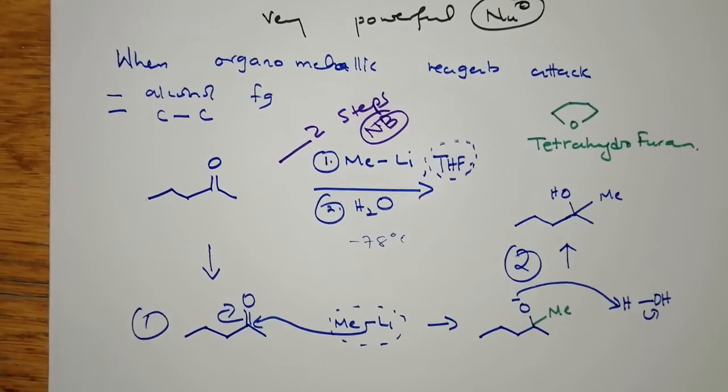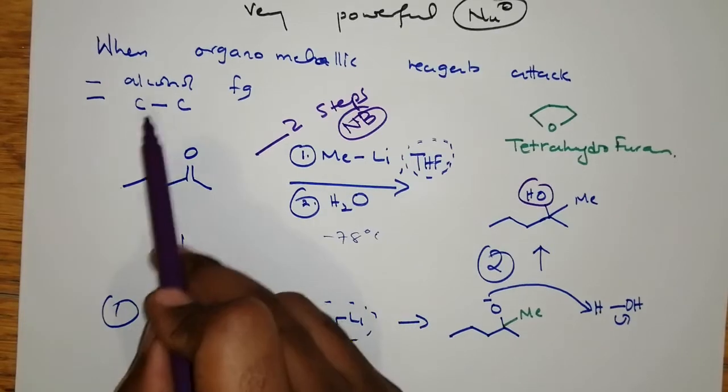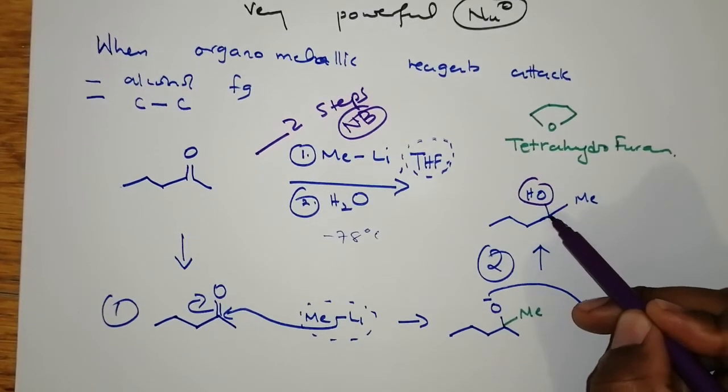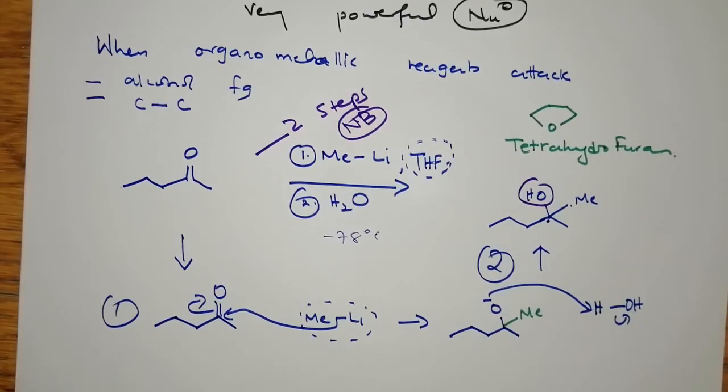And remember, guys, I said when organometallic reagents are added, or when that attack happens, there is going to be an alcohol, there it is, and then a carbon-carbon bond. So this is the carbon, then there is another carbon bond. You know what I'm saying?